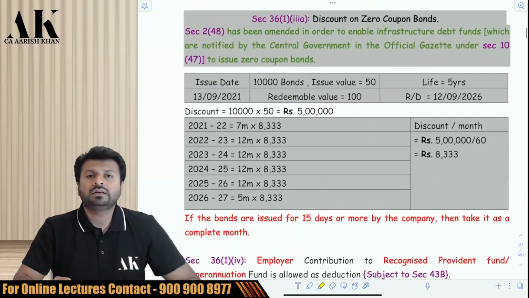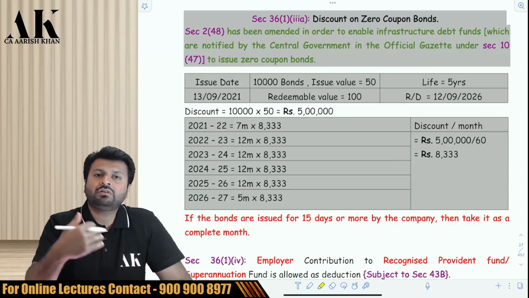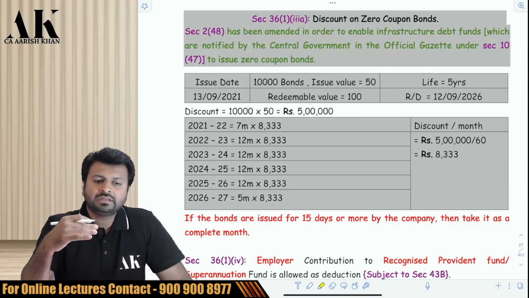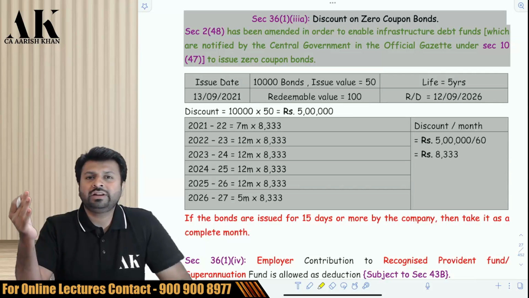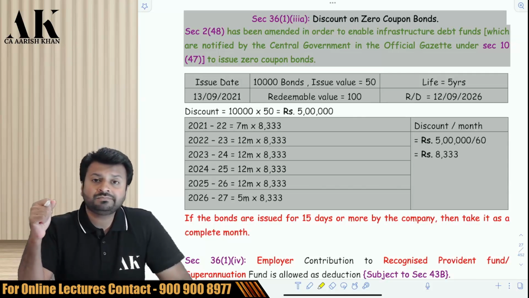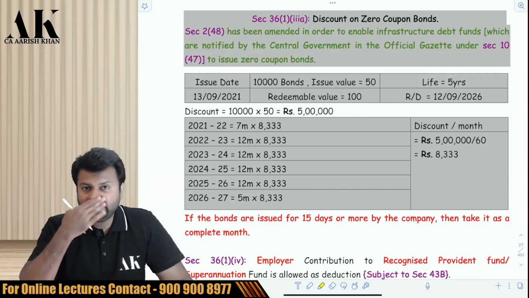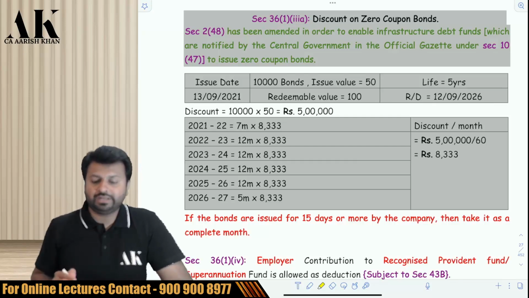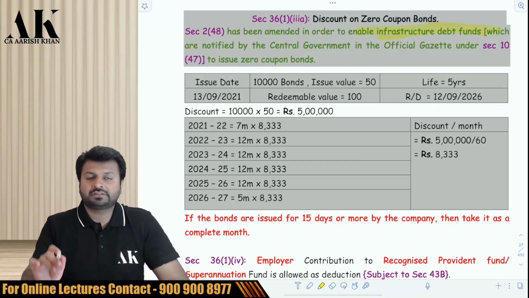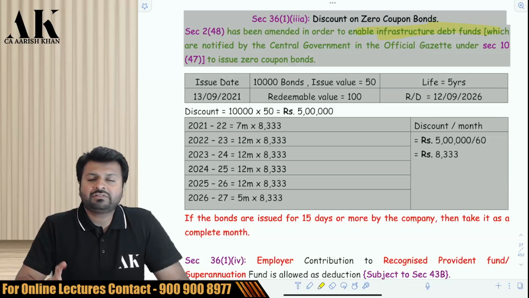Okay. Next, discount on zero coupon bond. Now, whatever discount on zero coupon bond is given by the company. Earlier, this bond could be issued only by a scheduled bank, public sector bank or infrastructure capital company. Now, one more assessee has been included in this, and that is infrastructure debt funds. After Finance Act 2021, even infrastructure debt funds can issue zero coupon bonds. They also have the right to issue zero coupon bonds.